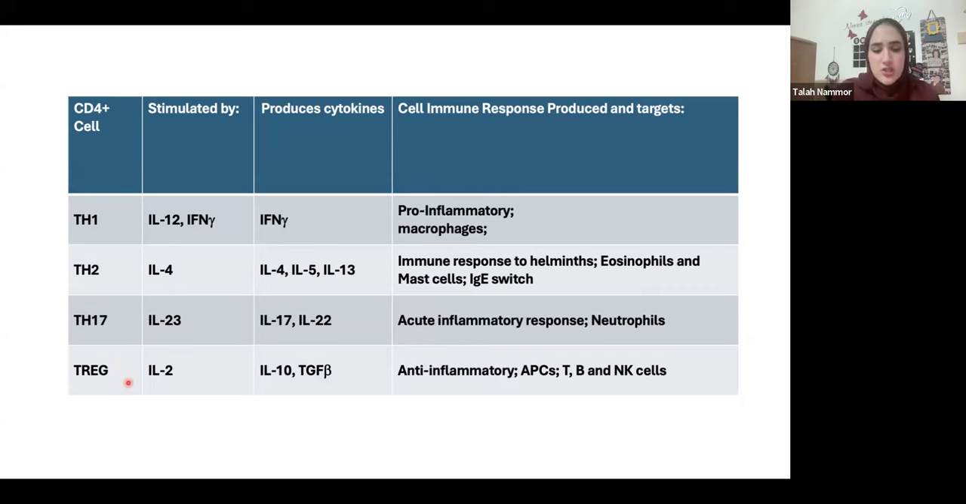And something that was mentioned in your slides: why do you guys think the T regulatory cells have those receptors? Why don't other cells have these receptors? Come on, why is it the one that has these receptors the most? Do you guys have any idea? Okay, I'll take the silence as no.